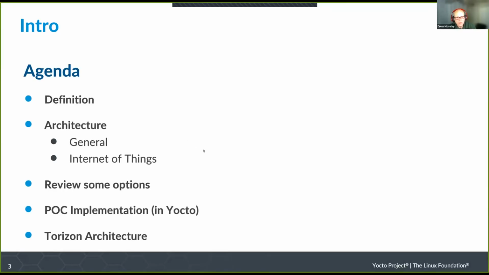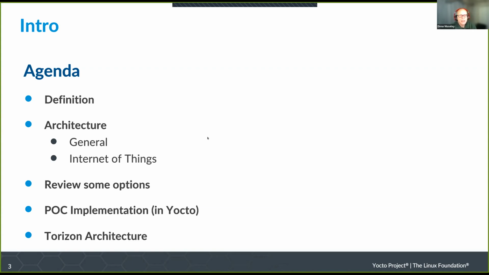So really, what I'm intending to talk about is, what is fleet monitoring? What is device monitoring in general? What is different about it specifically with internet connected devices, Internet of Things, that kind of thing. Look at some of the options that we reviewed to include in our Torizon product. And present a proof of concept implementation in Yocto that doesn't require Torizon.